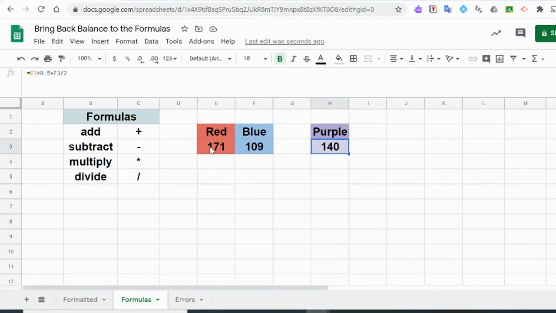But what if we thought the red was too strong? And so we wanted to maybe only take 40% red and 60% blue. So instead of 0.5, E3 could be multiplied by, so times is the star, 0.4, 40%, and F3 times 0.6, or 60%. Aha, a different number. But what if we wanted to get that number as close to, let's say, 125 as possible?